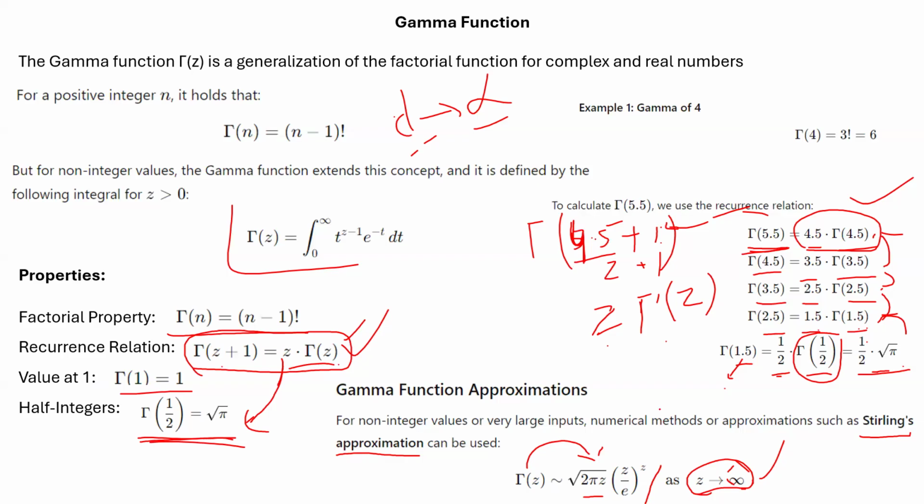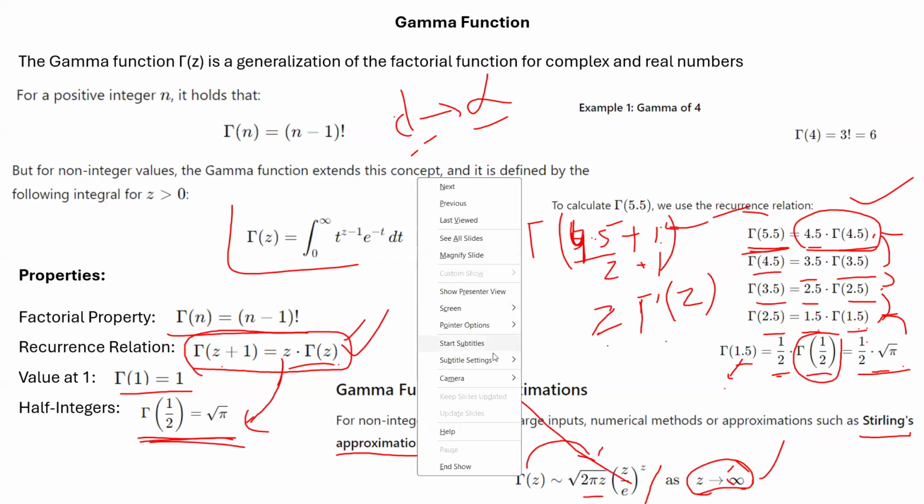So this is just something to memorize, and the derivation of this is not really important for us. This is Stirling's approximation, one of the theories which approximates gamma of z to root of 2 pi z, z by e whole to the power of z. With this, we are done with this slide, and next, let's go to the next slide.